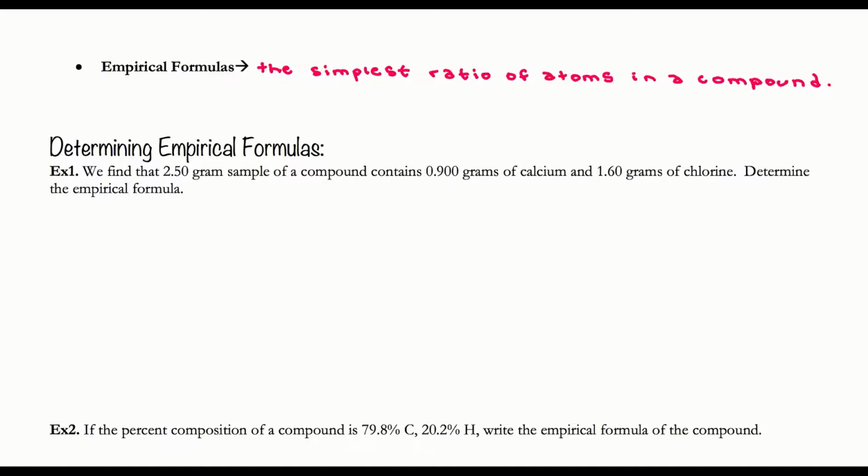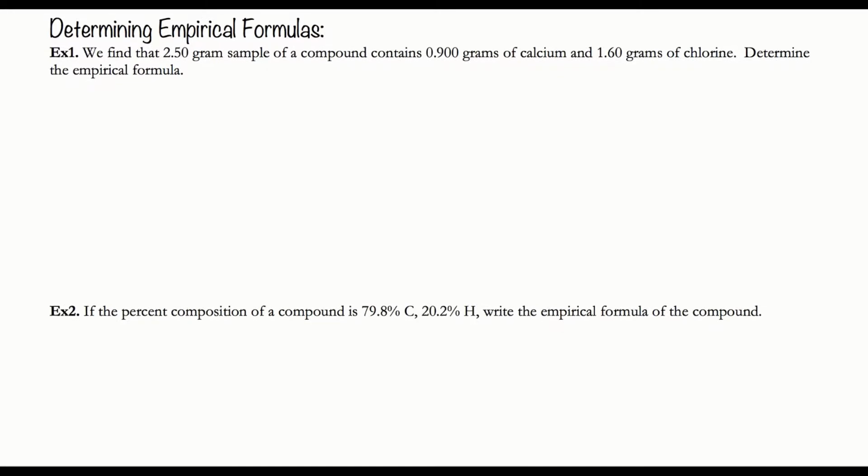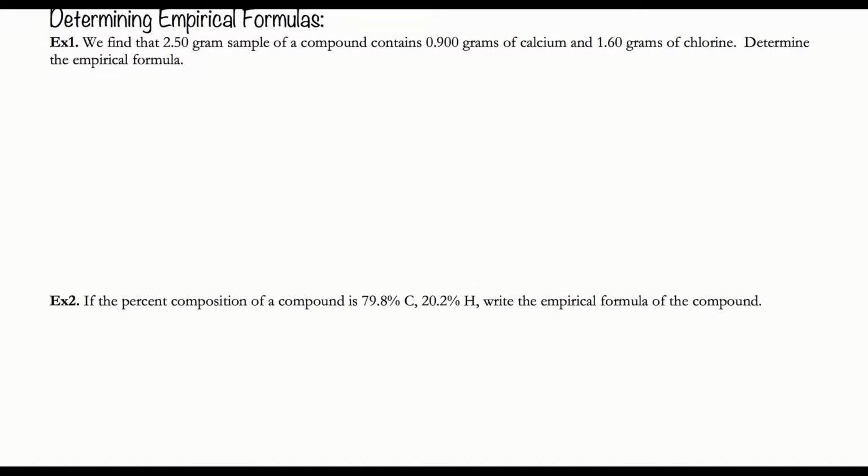So we're gonna look at two different examples of how we can take analytical data and convert it into an empirical formula. So for the first one, it tells us that I have a 2.50 gram sample of compound that contains 0.90 grams of calcium and 1.60 grams of chlorine. So I actually didn't need to know the information about the 2.50 grams because all that I care about is how many grams of calcium and how many grams of chlorine I have. So I have 0.900 grams of calcium and I have 1.60 grams of chlorine.